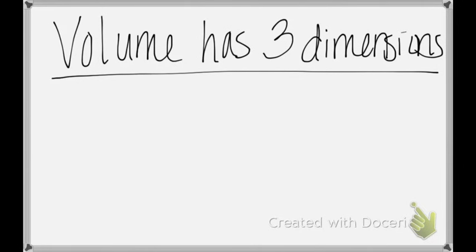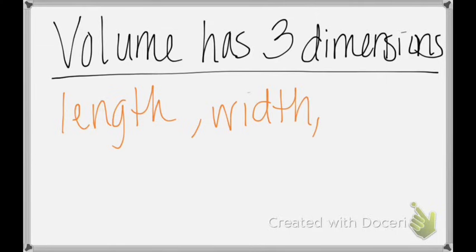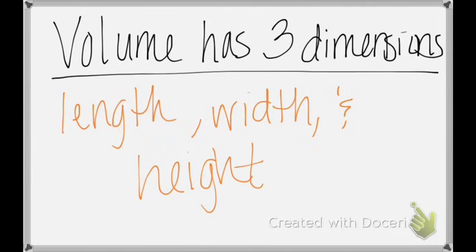Now, when you talked about volume, it has three dimensions. Do you remember what those three dimensions are? They are length, width, and height. All right, so we got length, width, and height. Well, in a cone, a cylinder, and a sphere, our length, width, and height are still present. They just look a little different. So let's talk about what this means for a cylinder first.